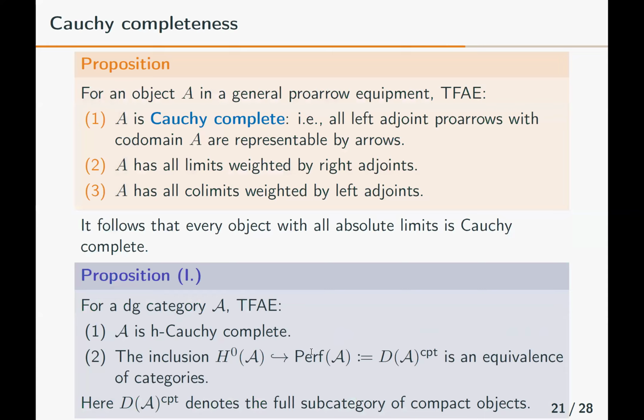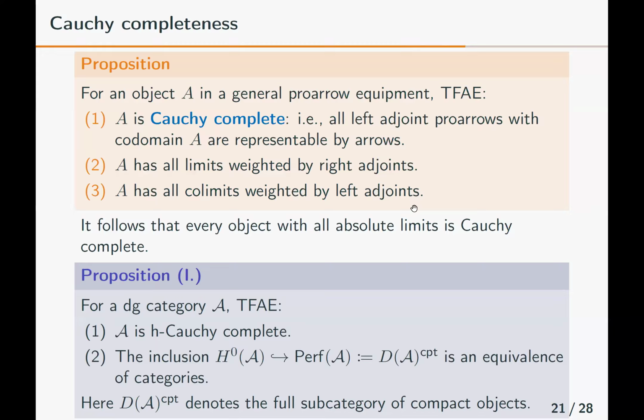We can also define Cauchy completeness in a pro-arrow equipment. An object A is called Cauchy complete if all left adjoint arrows with codomain A are representable by arrows. It follows formally that it is equivalent to admitting all limits weighted by right adjoints, and also equivalent to admitting all colimits weighted by left adjoints.